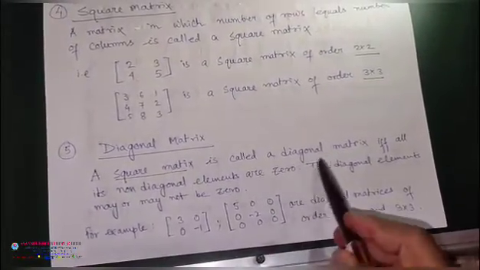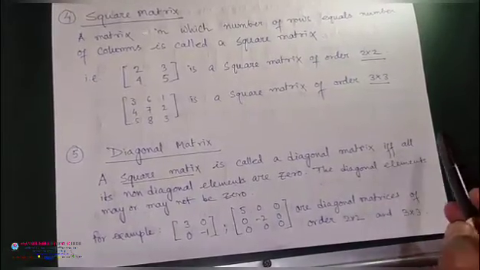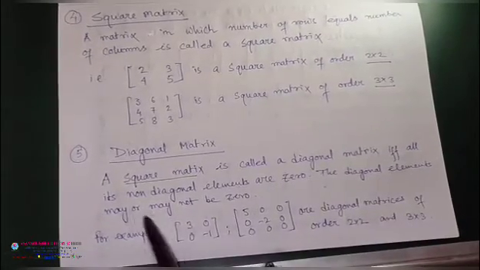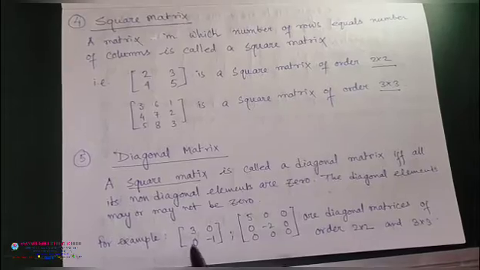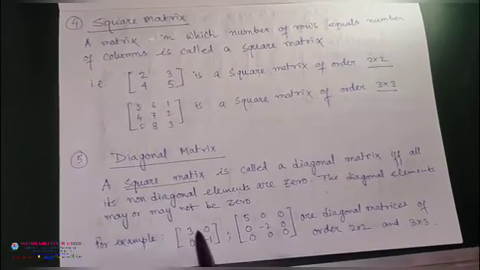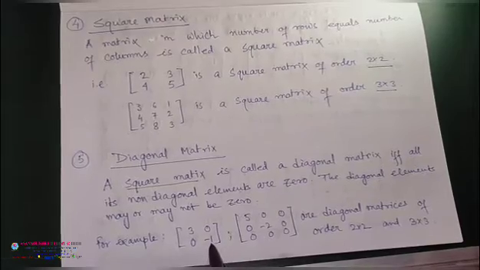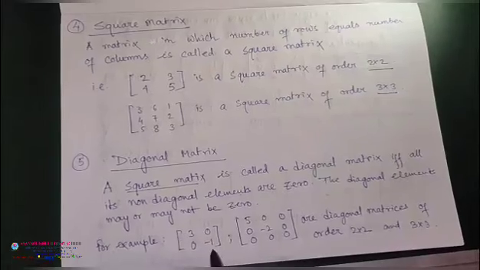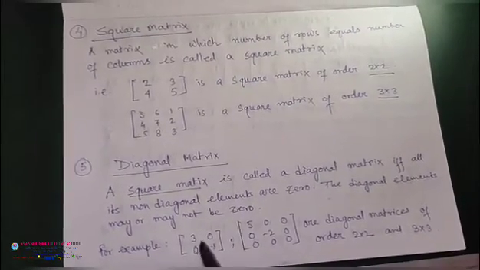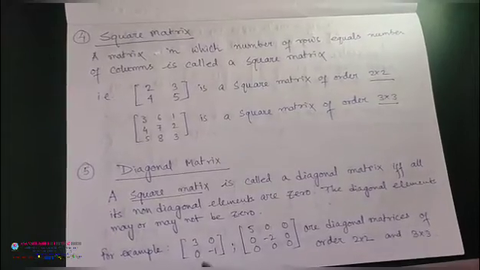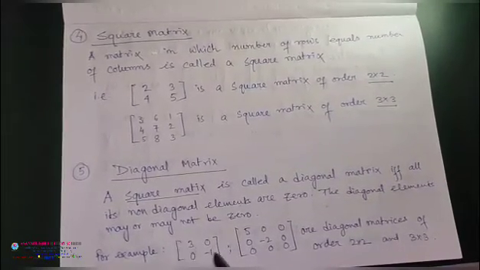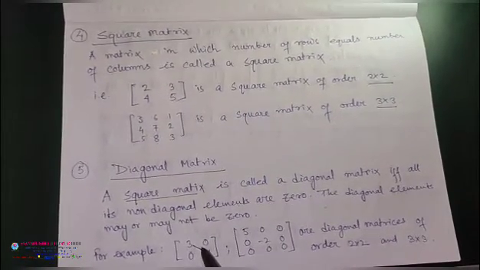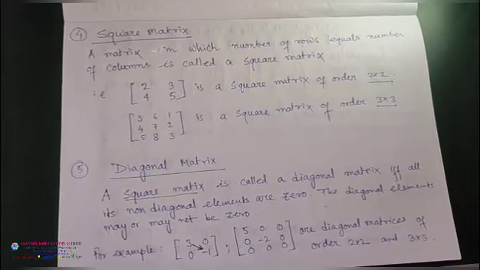A square matrix is called a diagonal matrix if and only if all its non-diagonal elements are 0. The diagonal elements may or may not be 0. For example, see the first matrix 3, 0, 0, minus 1. Here the diagonal elements are non-zero, and except the diagonal elements, all the elements are 0. That means the non-diagonal elements are 0. For diagonal elements, we will treat always from the left side corner. So this is the diagonal.